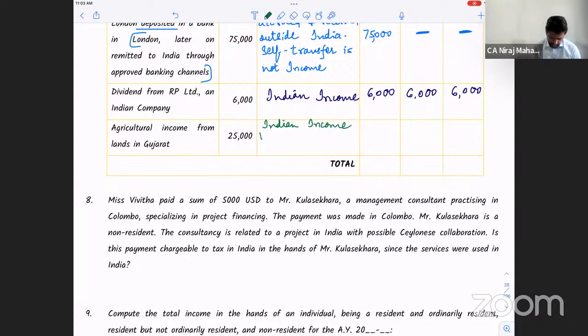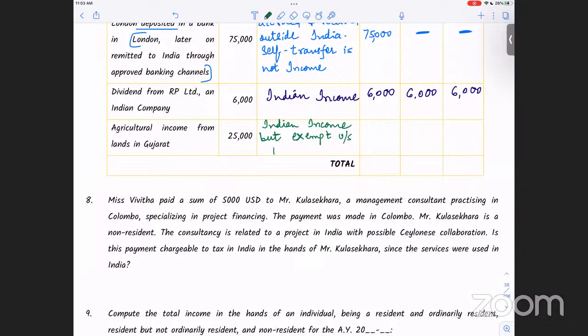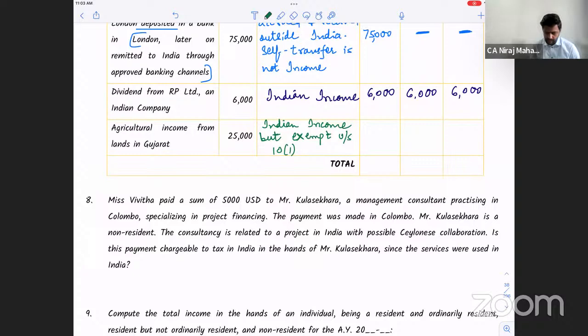But exempt. What do you mean by the word exempt? Taxable or not taxable? Non-taxable. Under section 10(1). Right now, just write down this much only, and we'll show both of it if you want. 25,000, 25,000, and 25,000. And again in bracket, 25,000 as exemption under section 10(1).